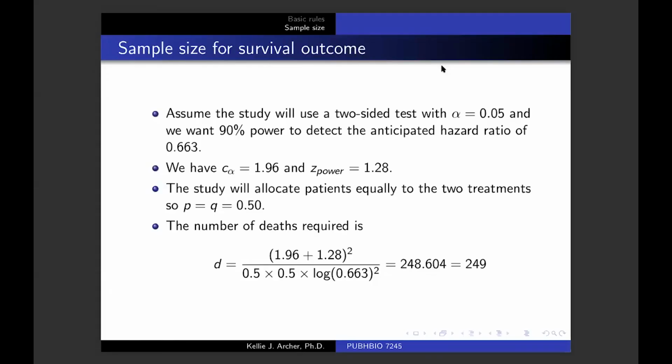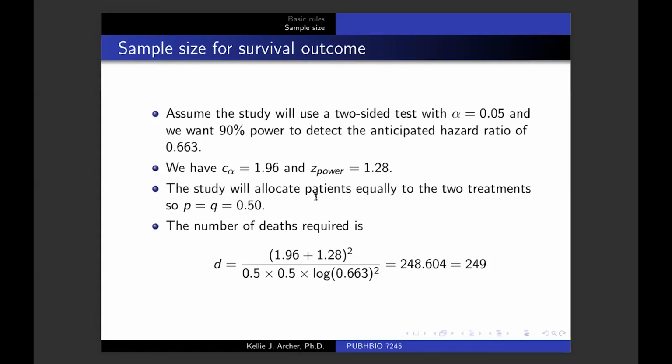So let's assume we have a study that we're trying to design, and we want a two-sided test with alpha of 0.05. We want 90% power to detect the anticipated hazard ratio of 0.663. Again, either under the proportional hazards assumption or assuming an exponential model, we have similar estimates for the anticipated hazard ratio. So in this case, we have C sub alpha of 1.96 and Z of power of 1.28, again because we're using a power of 90%.